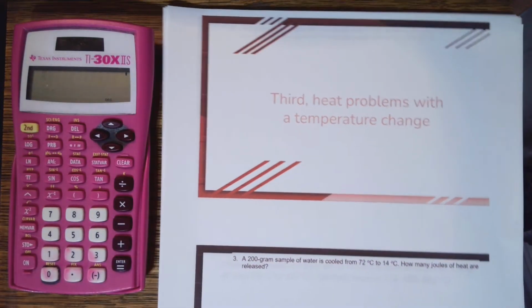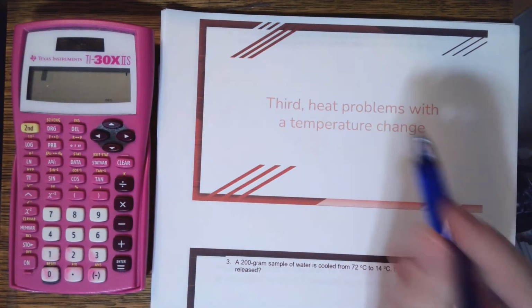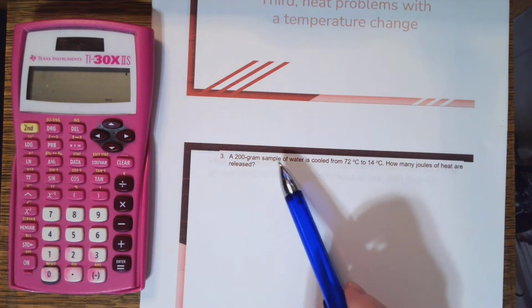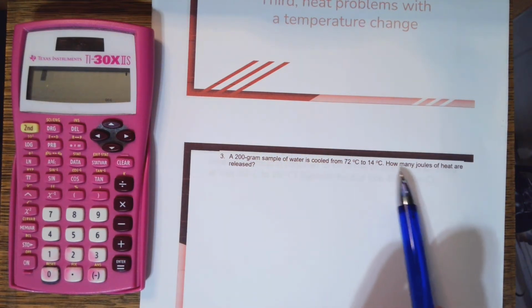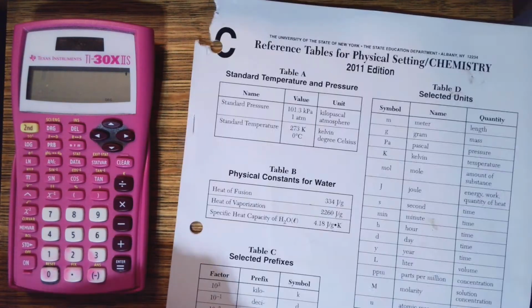Okay, and lastly, with heat problems, we're going to solve heat problems with a temperature change. So let's see an example. A 200-gram sample of water is cooled from a starting temperature to a final temperature. How many joules of heat are released? Okay, so I need a different formula this time, so let's check it out.